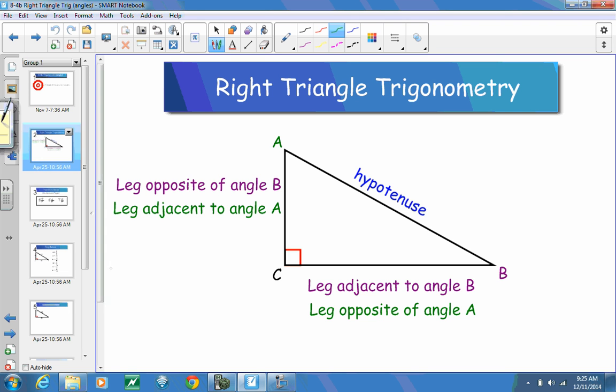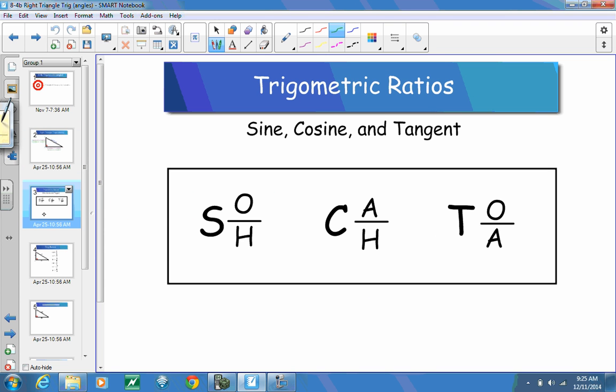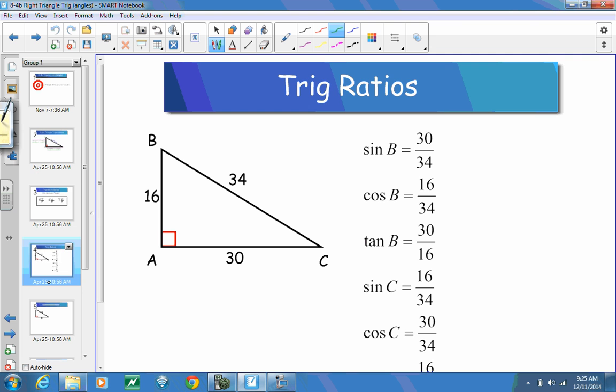So once you have the opposite, adjacent, and hypotenuse sides down, that brings us into the trig ratios that we talked about: sine, cosine, and tangent. Sine is the opposite side over the hypotenuse, cosine is the adjacent over the hypotenuse, and tangent is the opposite over adjacent. It's these trig ratios that are going to help us find the missing angles.